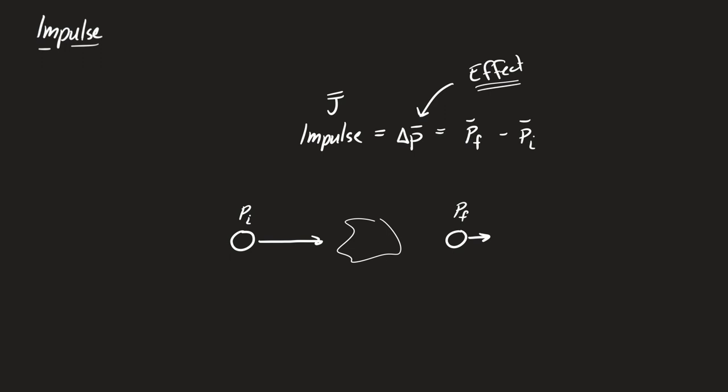The direction of impulse is in the direction that a force would be required to make the change in momentum. The direction of impulse is in the direction of the force required to make the change in momentum.